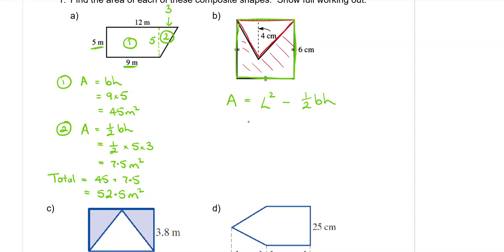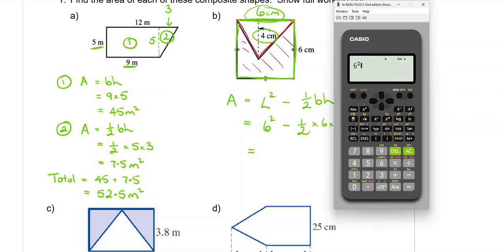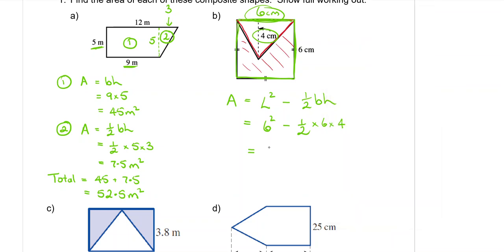The second line is I substitute into each of those. So the square has a side length of 6, so it's 6 squared. And then the triangle is minus half the base and the height of the triangle. The base up the top here would be 6, and the height is the 4. So half times 6 times 4. And then the third line, you just type the whole thing in your calculator in one go. So you go 6 squared minus half times 6 times 4, and the answer is 24 centimeters squared.